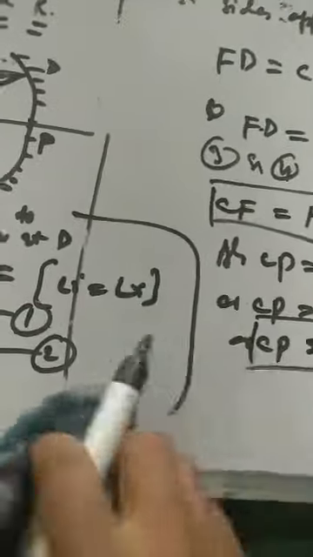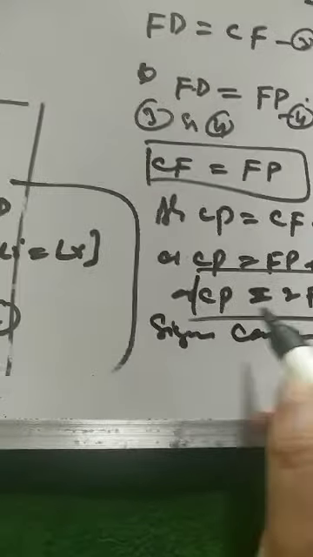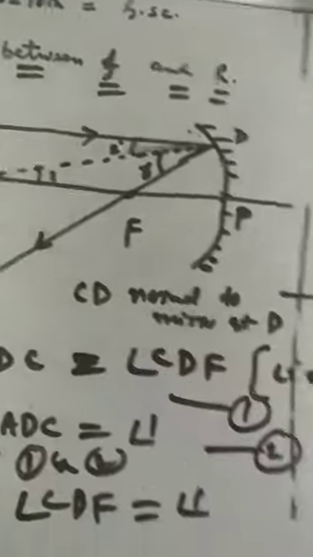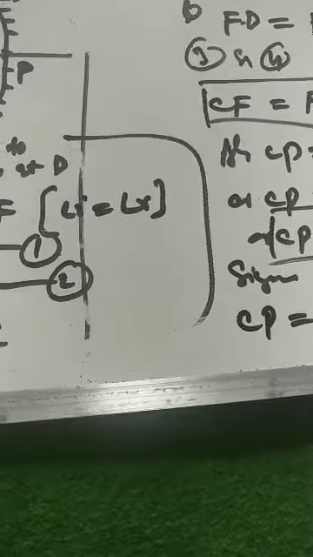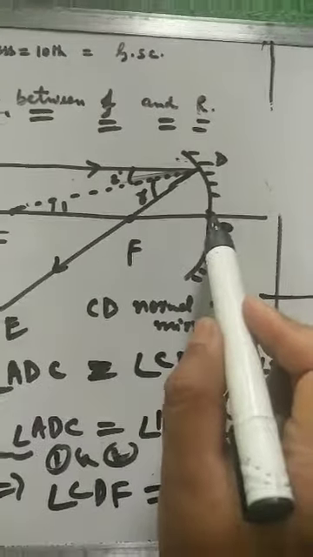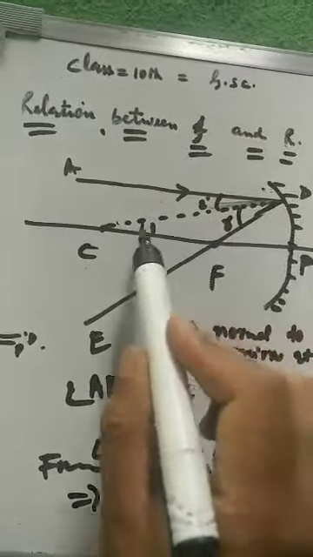So यहाँ हम साइन कन्वेंशंस अप्लाई करेंगे. Applying sign conventions. CP, what is CP? CP is the distance between C and P, that is R. We know that is R. CP is equal to R, but as per sign conventions, we have to measure distance from the pole of the mirror like this, but rays start from A to D in opposite direction. CP is equal to minus R.